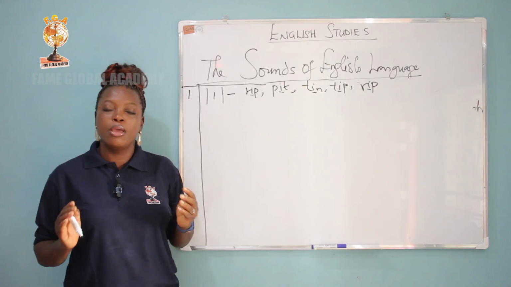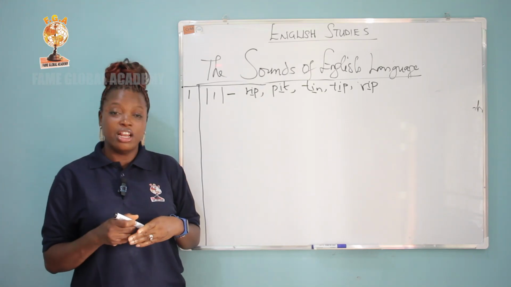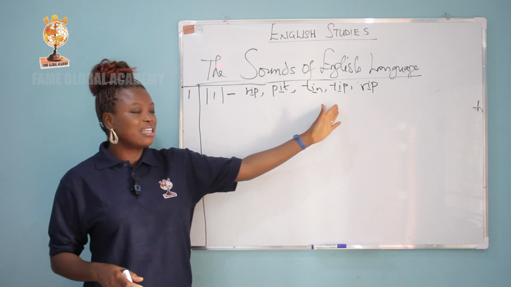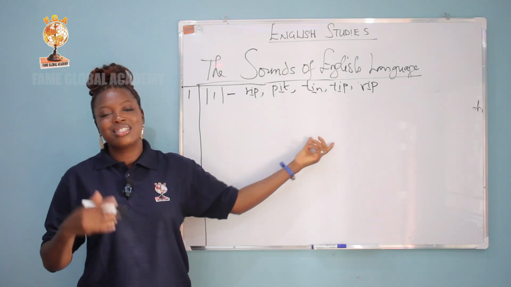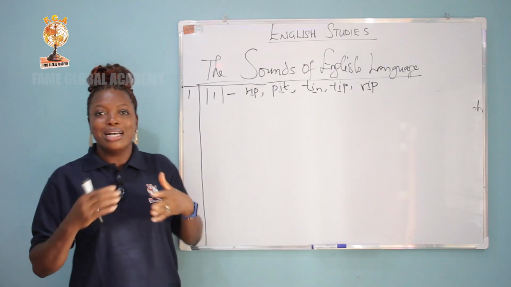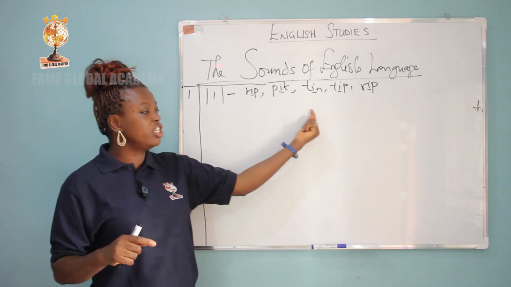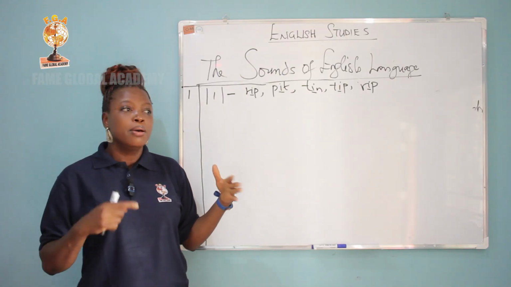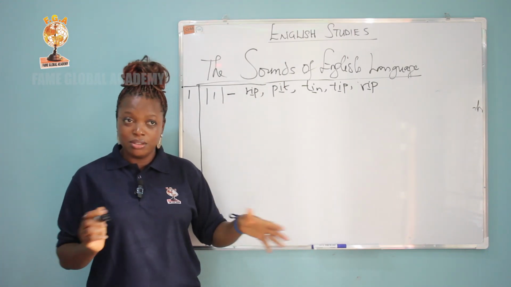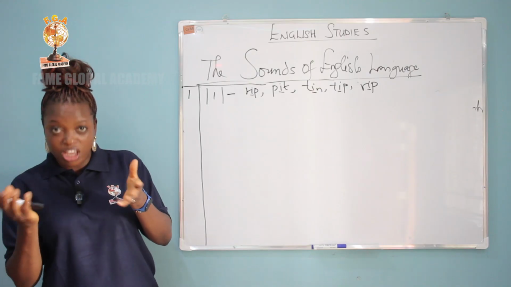Now, it is very important for you to know that the letters of the English alphabet are different from the sounds. Letters are used for writing, and sounds are used for speech, or are spoken. So don't make the mistake of substituting letters for sounds. That's where most students have problems.